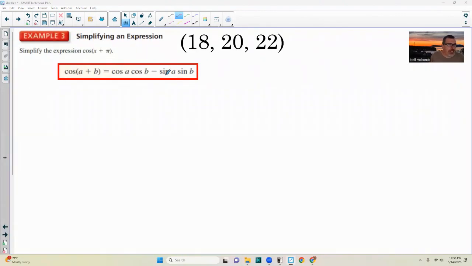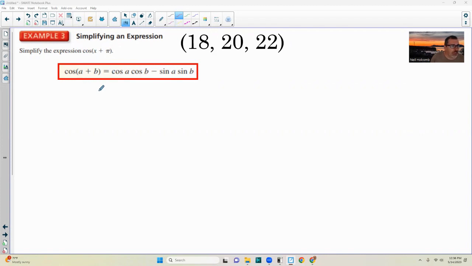Okay, example 3 is simplifying an expression. Simplify the expression cosine of x plus pi. So the first thing you want to look at is, is it sine, cosine, or tangent? And then the next thing you want to check is, is it a sum or a difference? And in this case, it's the sum of cosines. So I'm going to use the sum of cosines formula, which is cosine of A plus B equals cosine of A times cosine B minus sine A times sine B.